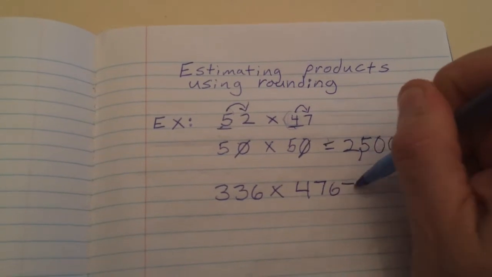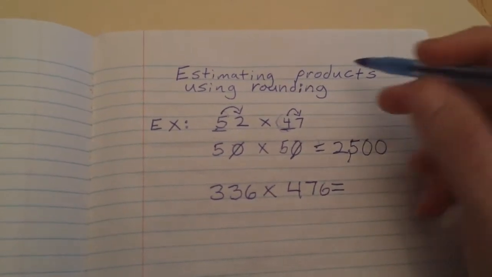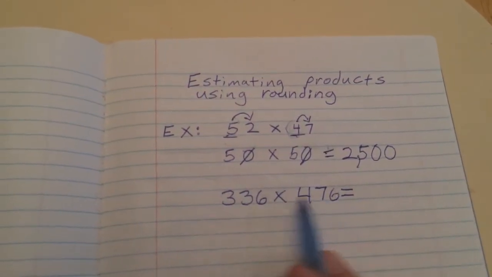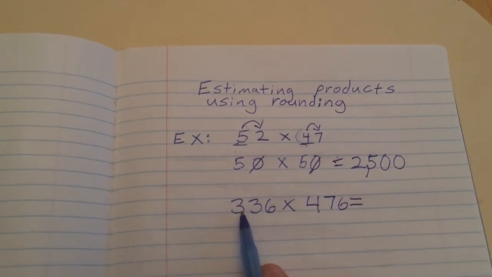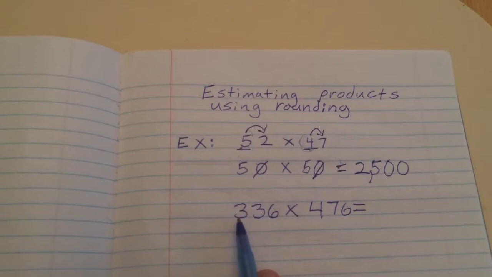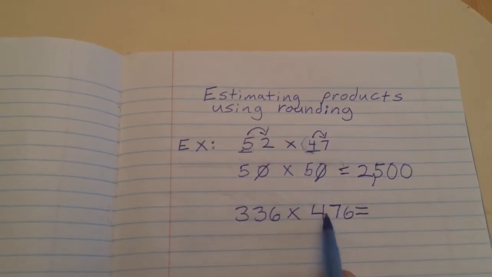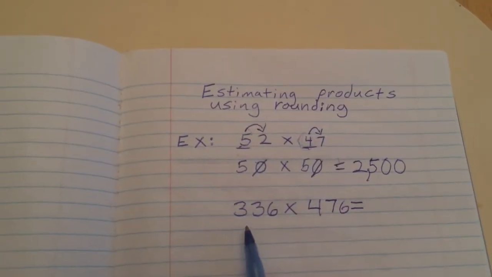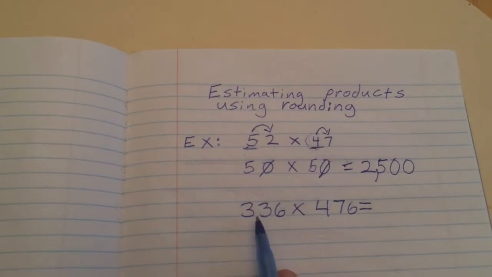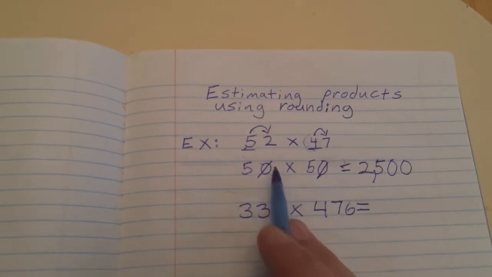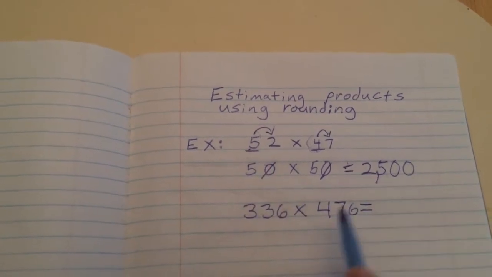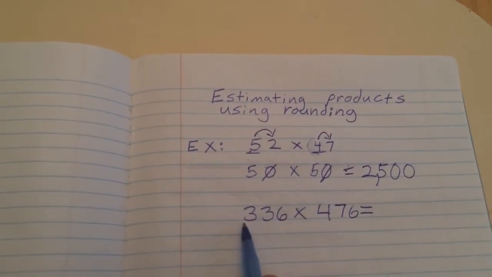Someone goes walking down the street and asks us, hey, kid, 336 times 476, what is it? Let's see. I'm going to use my technique. What place value do I look at, kids?